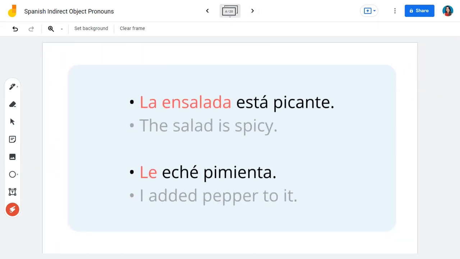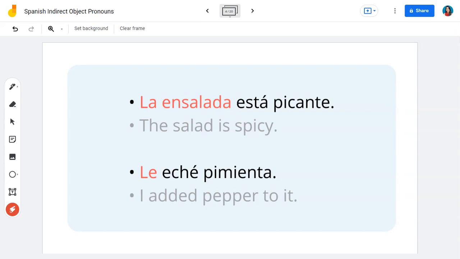La ensalada está picante. Le eché pimienta. So the salad's spicy, I added pepper to it. Okay, let's identify first the action. What is the action? Added, right? What is the person doing? Oh, he's adding something. What is he adding? Oh, pepper. That's the direct object.